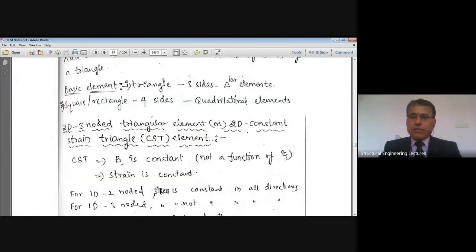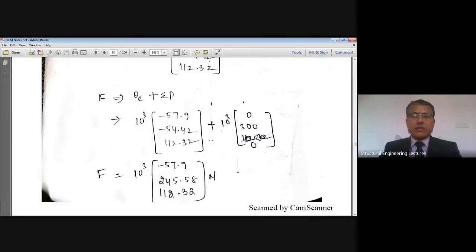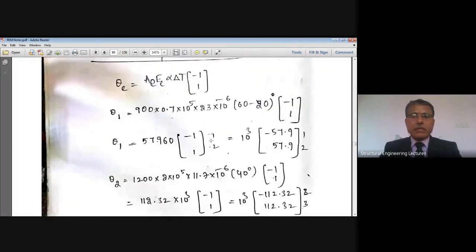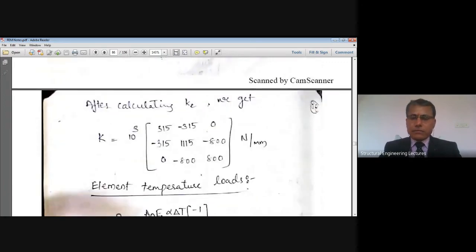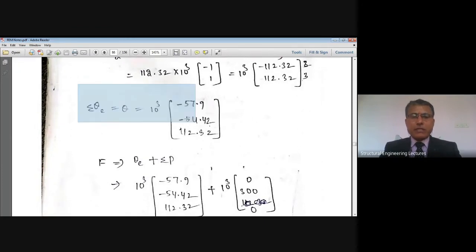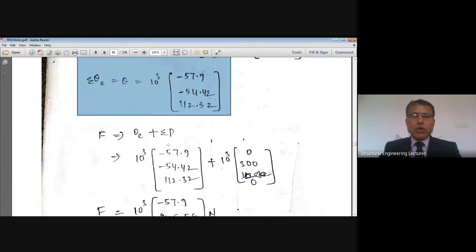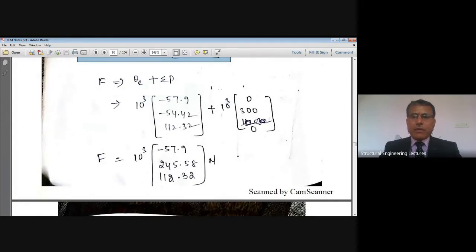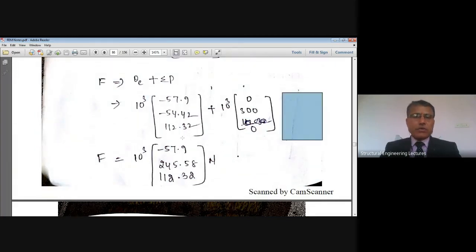Hence, recalling these two forces, one is the temperature loads, which we have derived like this. The second load is from the concentrated loads only, that too along the second degree of freedom, which is 300 kilonewtons, a very huge load. The contributions from the element body force vector as well as element traction force vectors are zero. Now, superimposing these two, I'll get the result.